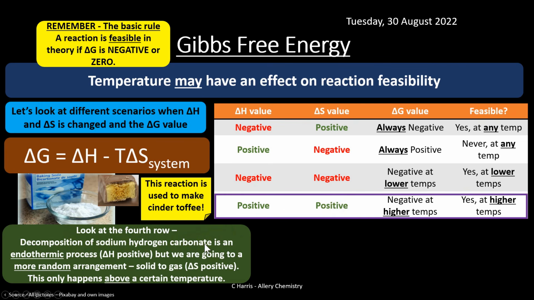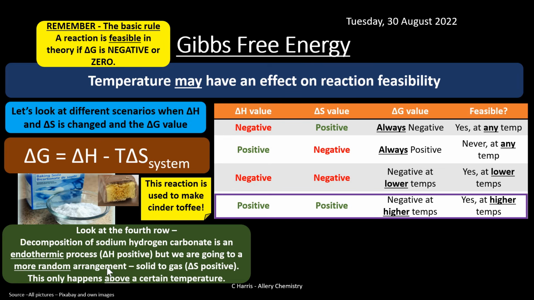And this reaction is actually used to make cinder toffee. So, for example, in crunchies, you can decompose sodium hydrogen carbonate. That's an endothermic process. Delta H is positive, so that's not favourable. However, we are going from a solid, because sodium hydrogen carbonate is a solid, to a gas. That's a more random arrangement, so that's entropically favourable. But what we're saying is that one is favourable and one isn't.